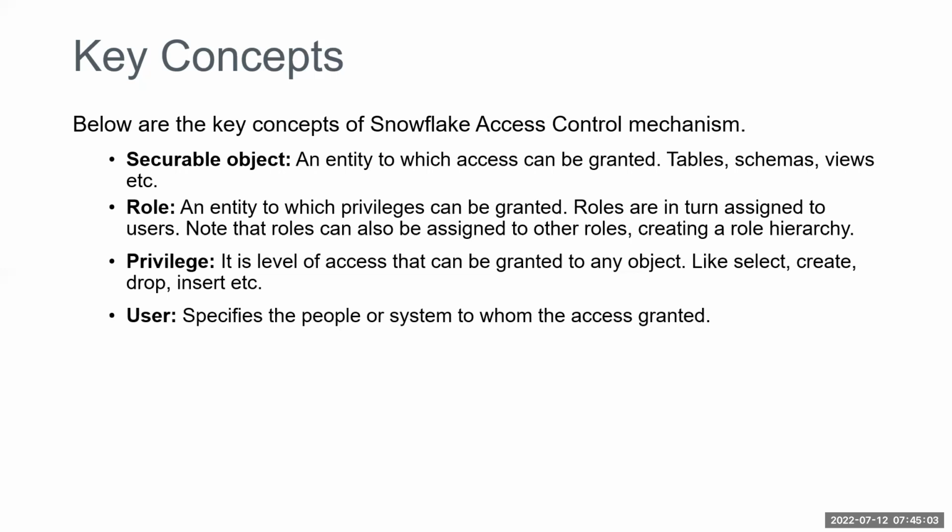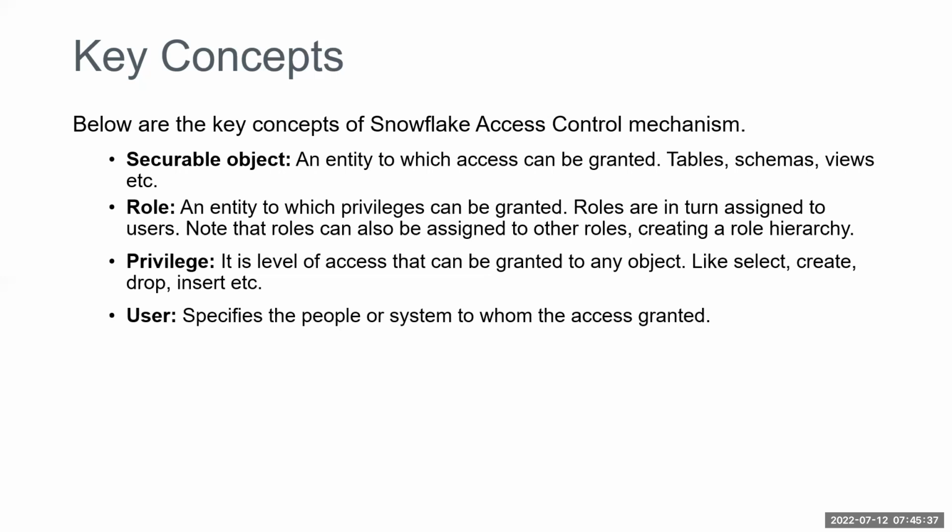The third thing is privilege. What is privilege in general? In any database, it is the level of access that can be granted to any object. So only select privilege or only insert privilege, all privileges, only drop privilege, only create privilege. These are the different privileges: select, create, drop, insert, delete. All privileges also is there. So it is the level of access that can be granted to any object or to any role.